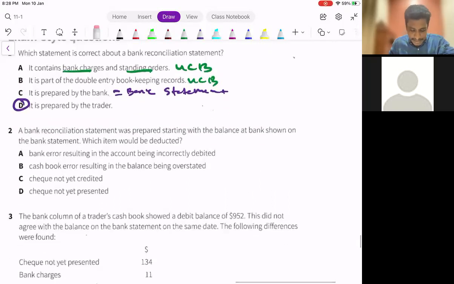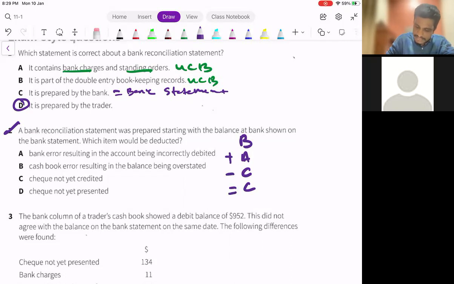Next one is the bank reconciliation statement. Question number two. I'm reading question number two. The bank reconciliation statement was prepared starting with the balance at bank shown on the bank statement, which would be deducted? This one is very easy. We just follow the BACC. That's a formula. B plus A minus C will get the C. So the question is asking deducted. Deducted means C. What is C? Do you know what is C?